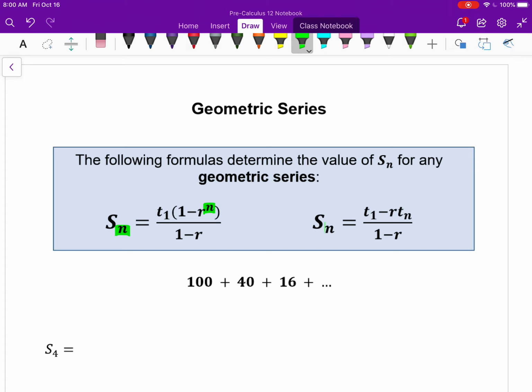In general, both of these formulas will tell you how to find the sum of any number of terms, n being the number of terms, for a geometric series, where t1 is the first term and r is the common ratio. Again, there are two different forms of it. The best way to get into this is to try to use it.